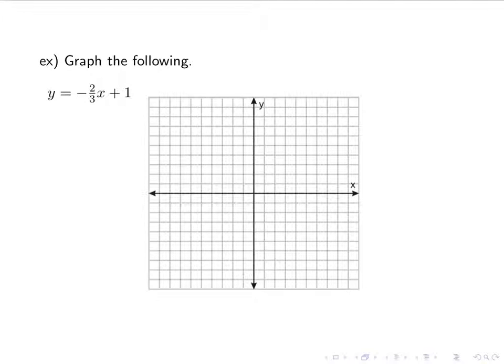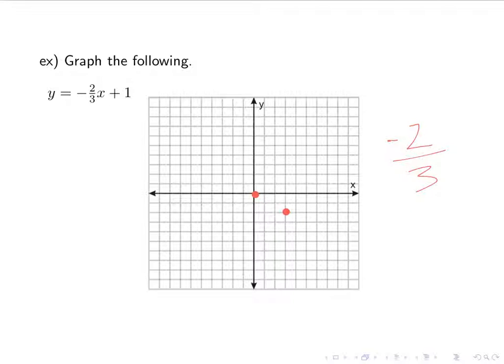We'll do a couple more using this method. So y equals negative 2/3 x plus 1. So our y-intercept is positive 1. So I get a point right there. And then we're going to look at the slope. The slope is negative 2/3. So negative 2 over 3. So again, that means I am going to rise negative 2, which means go down 2, and run 3. So down 2 and to the right 3.